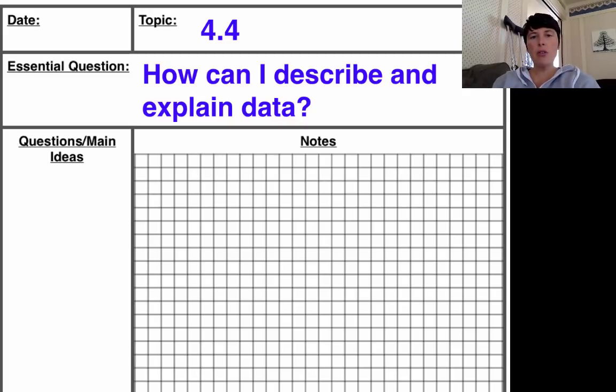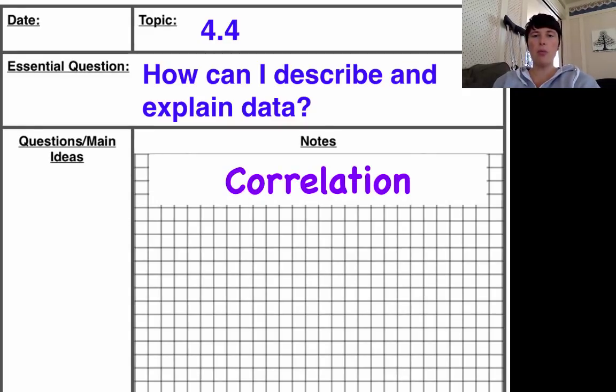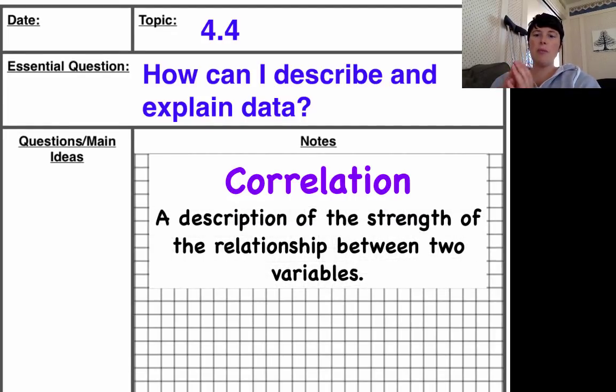So we're going to get into our main topic today, which is this word, correlation. Correlation is just another way of saying describe data. In fact, if I was to give it a definition, it's a description of the strength of the relationship between two variables. So I'm going to say that again. It's a description of the strength of the relationship between two variables.